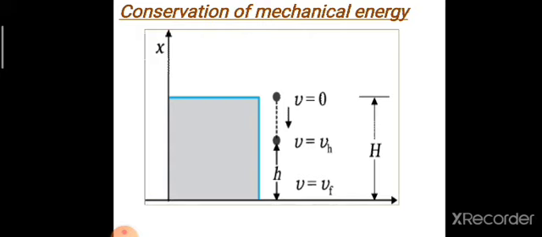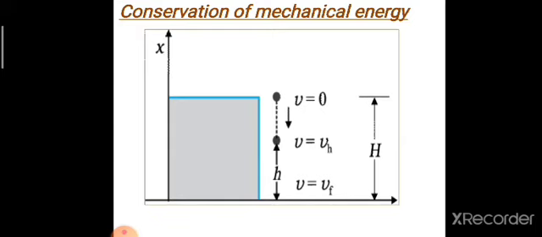Let us assume that an object is dropped from a height capital H. Considering 3 points, one at the topmost position, another at the bottommost position, and one in between, we can see that the velocity is v equal to 0 at the topmost position, v equal to vf at the bottommost position, and v equal to vh at the intermediate position.